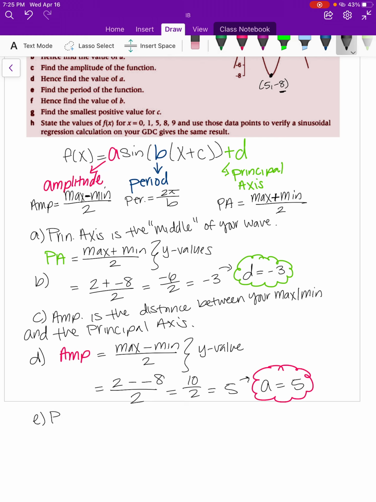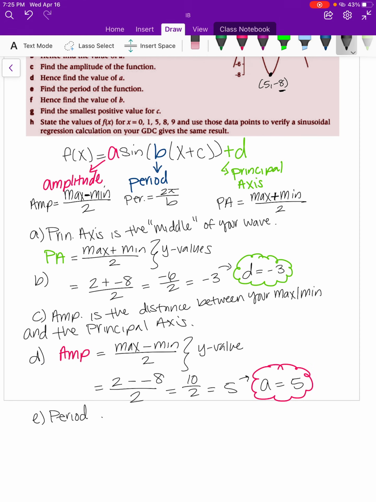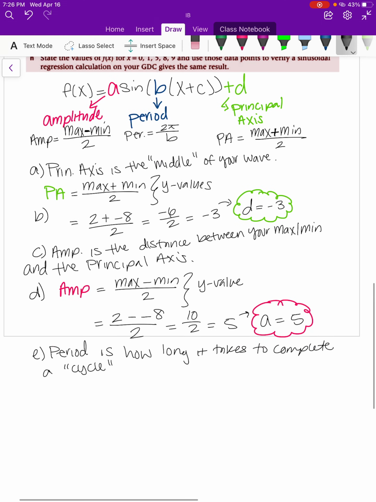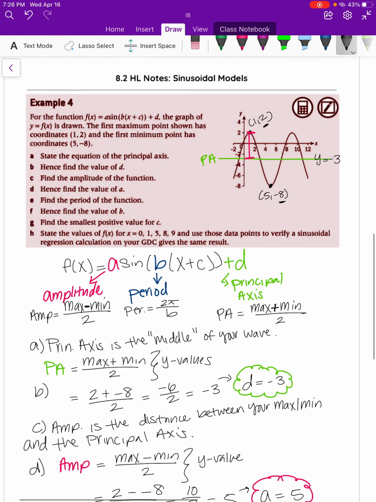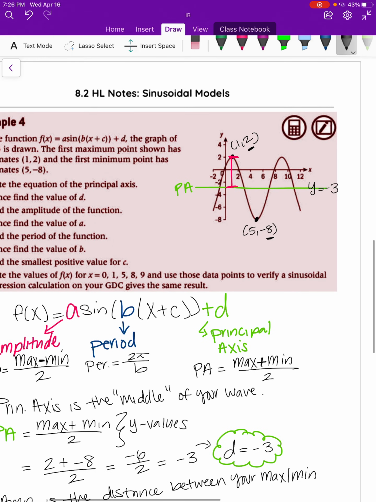So period of a function is how long it takes to complete a cycle, or a standard shape like the S shape or the longhorn shape. Now in this case, we know we have a sine function because it tells us right here that it's sine.